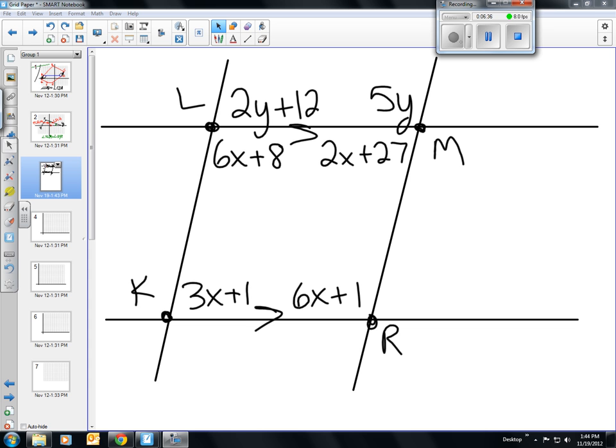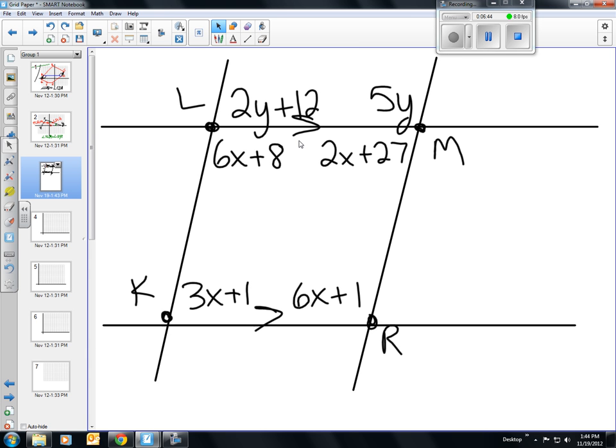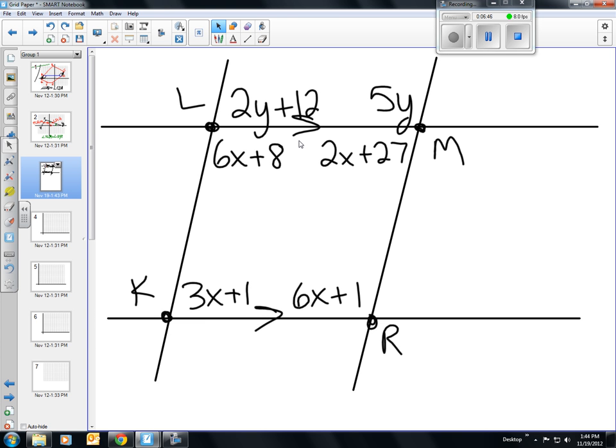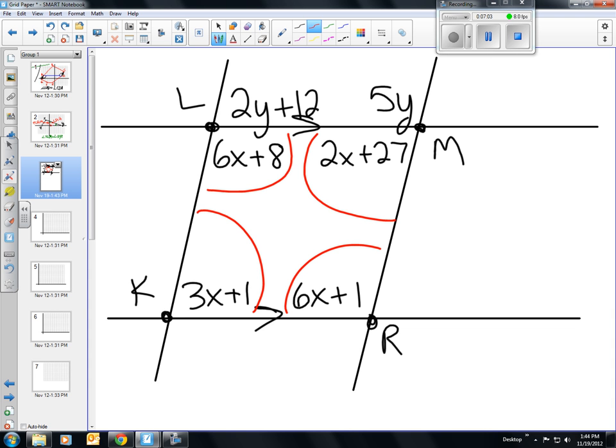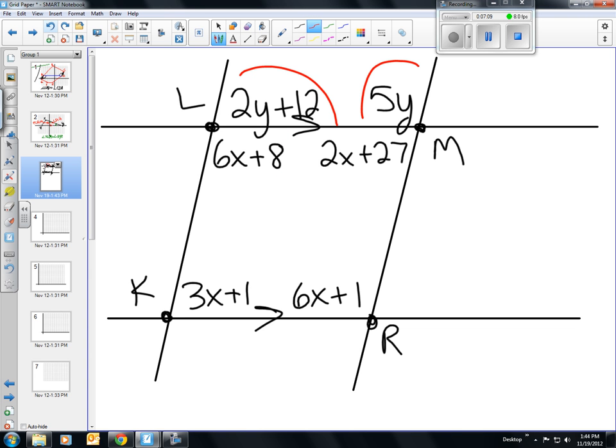Now moving on to number 7, we have this diagram with all the angles here. We know that the two lines here, LM and KR, are parallel lines. And so therefore we can say that the consecutive interior angles of these parallel lines add up to 180. So this angle plus this angle would equal 180. Or you could say this angle plus this angle would also equal 180. However, you would not be able to say that this angle plus this angle would equal 180, or this angle plus that angle equals 180. That would be incorrect here.